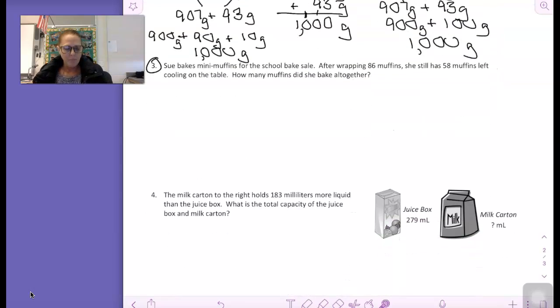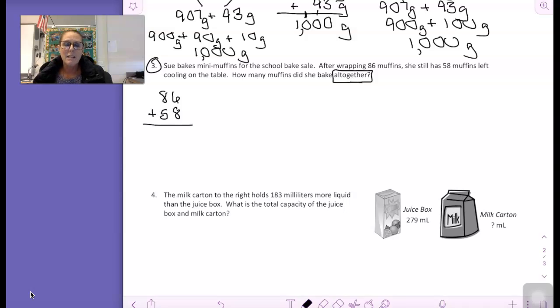Number 3, Sue bakes mini muffins for the school bake sale. After wrapping 86 muffins, she still has 58 muffins left cooling on the table. How many muffins did she bake all together? That key word right there, all together, tells us we're going to add these numbers together to find her total. It doesn't say I have to use a tape diagram, so I'm going to go right to the algorithm, 86 plus the 58 that are cooling.